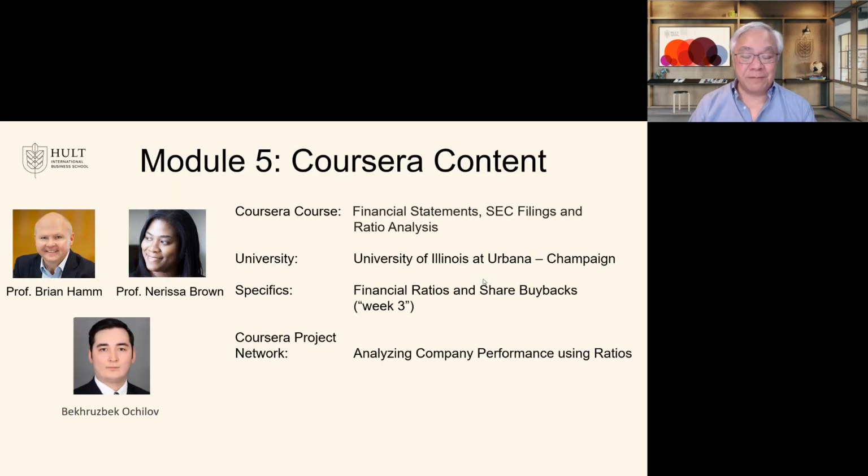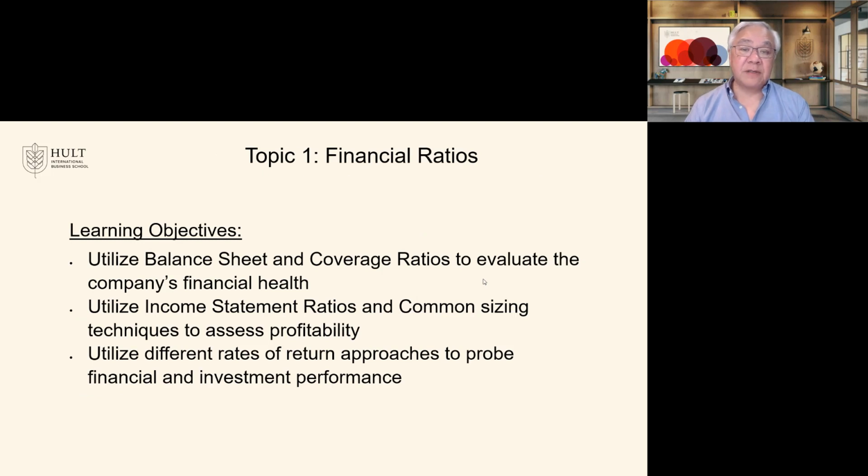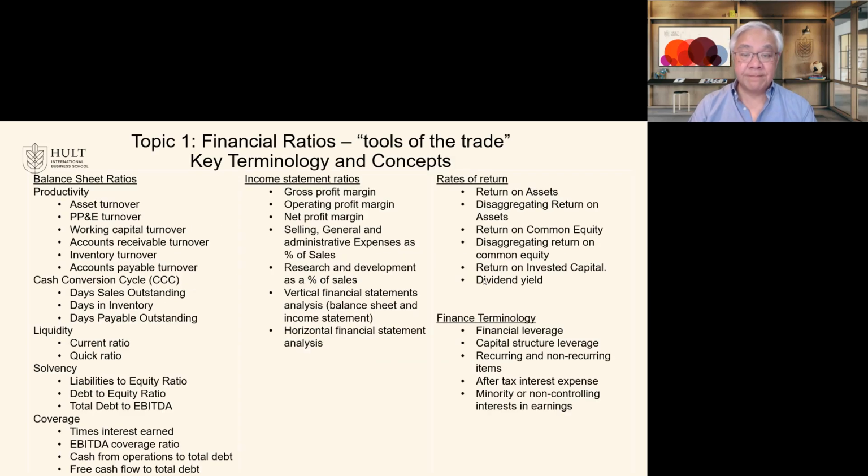The content that you have just completed included the final portions of the course from Professors Ham and Brown on the financial ratios and share buybacks, and then the exercise with Professor Oshalov on analyzing the company performance against its peers. Topic 1 for financial ratios had learning objectives of using balance sheet and coverage ratios to evaluate the company's financial health, utilizing income statement ratios and common sizing to assess profitability, and then utilizing different rates of return to probe the financial and investment performance of the company.